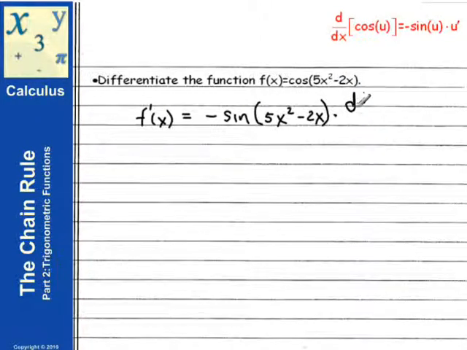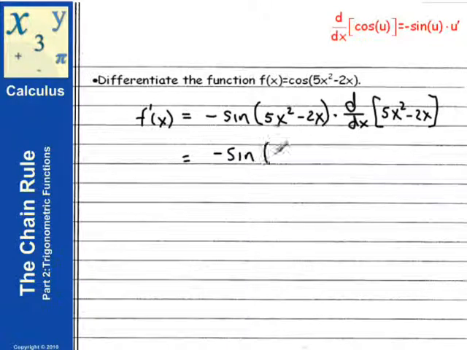So we're going to practice writing this. I understand that we could do this in our head, but let's write it so that we'll understand what we're going to be doing when it's more complicated. So the derivative of the inside. Well, of course, on the next line we can complete that derivative, so we'll have negative sine of 5x squared minus 2x times the derivative of 5x squared minus 2x, of course, is 10x minus 2.